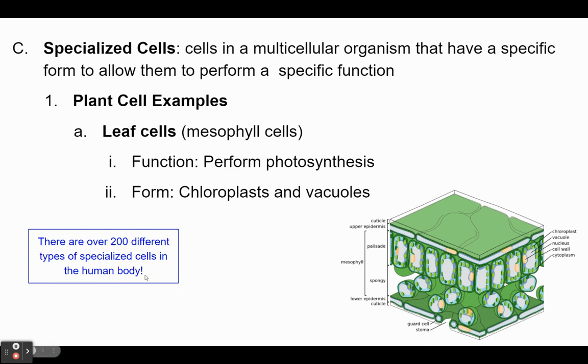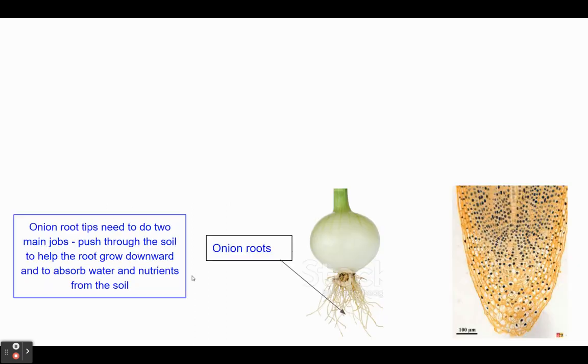There are hundreds of specialized cells in each organism, including in the human body, and plants also have a ton of different specialized cells as well. Our second plant cell example, so this is example small b, make sure this is vertically aligned with small a, are onion root tip cells.